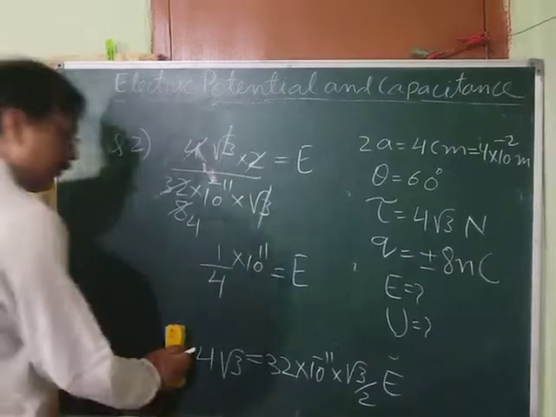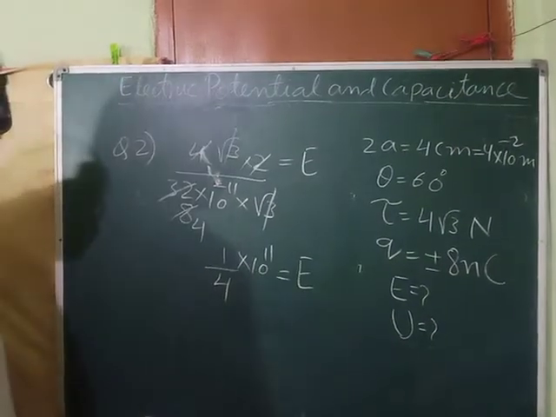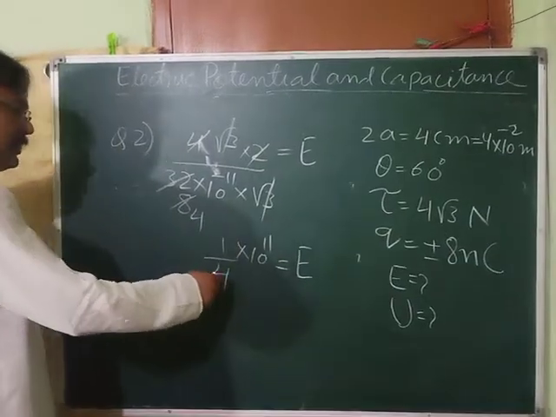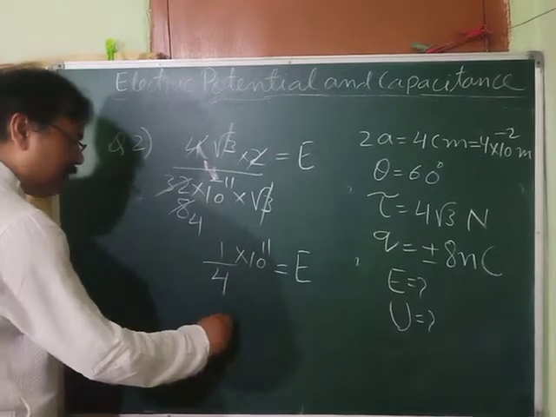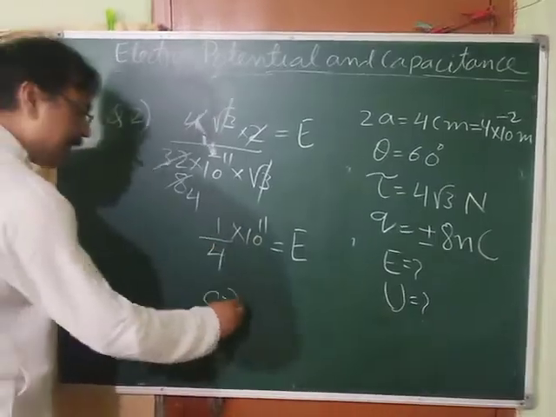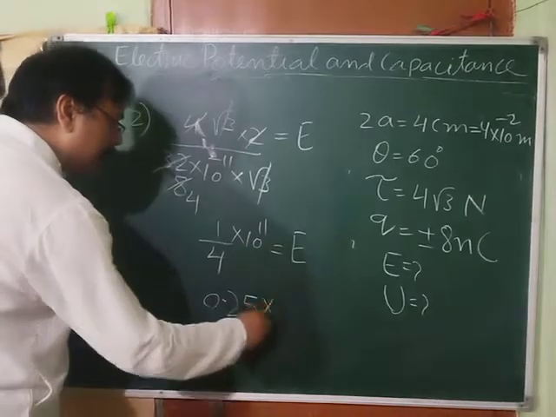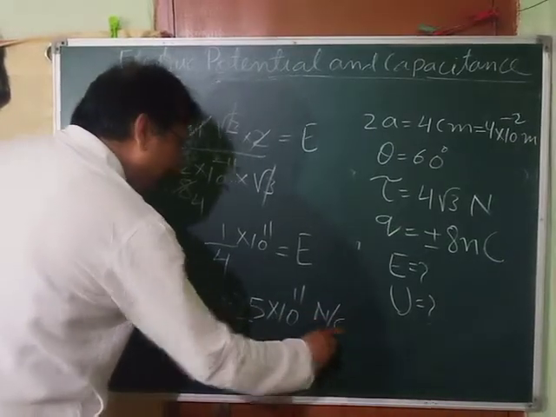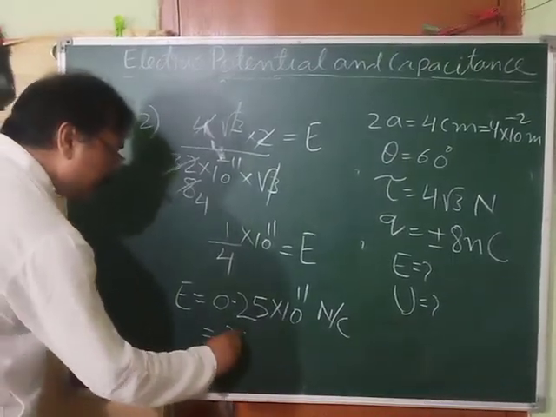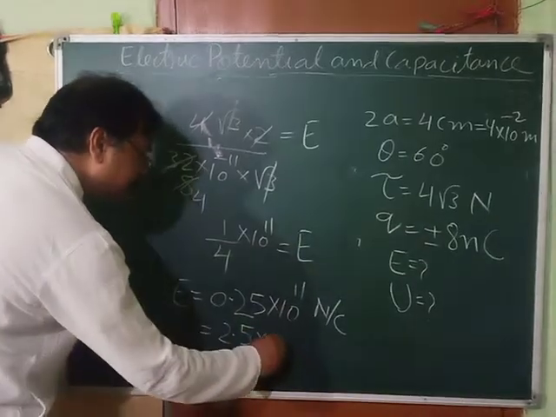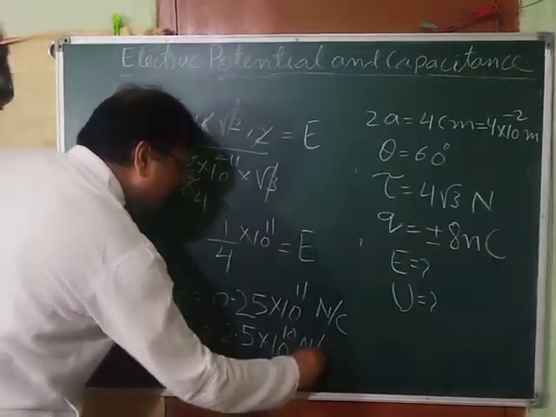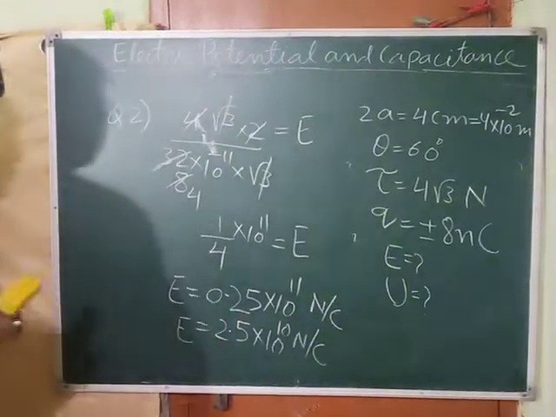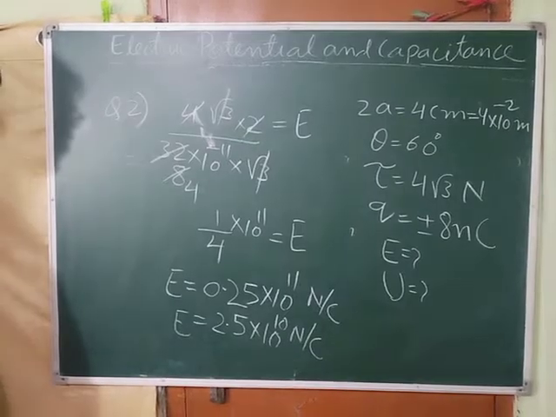Now you can just simplify this. 1 by 4 is how much? If you convert it into decimal, you will get 0.25, so 25 into 10 raised to the power 11. That is the value of E, in Newton per Coulomb. Or you can write it in a better way, 2.5 into 10 raised to the power 10 Newton per Coulomb. So we got the electric field intensity, that is 2.5 into 10 raised to the power 10 Newton per Coulomb.